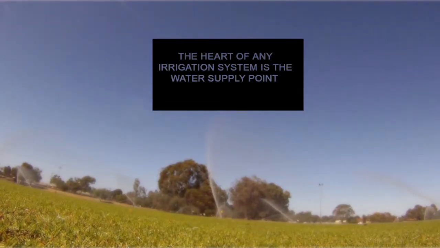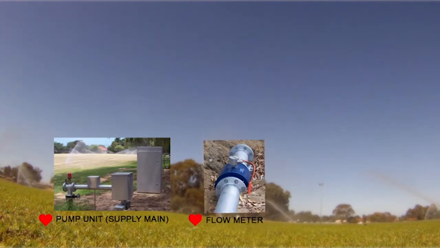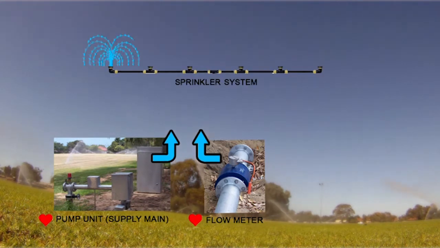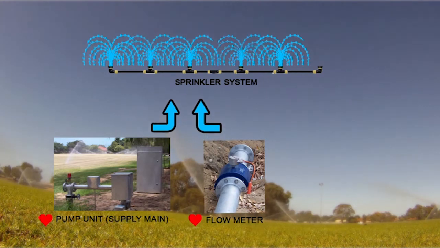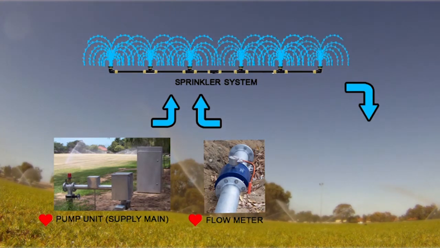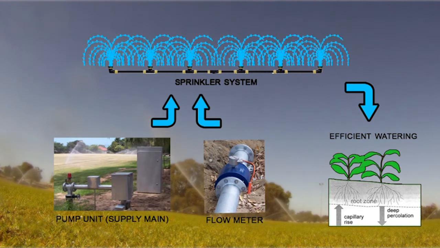The heart of any irrigation system is the water supply point. Whether this is a pump unit or a connection to a pressurized supply main, the supply must have adequate flow and pressure to meet the needs of the irrigation system that it is supplying.